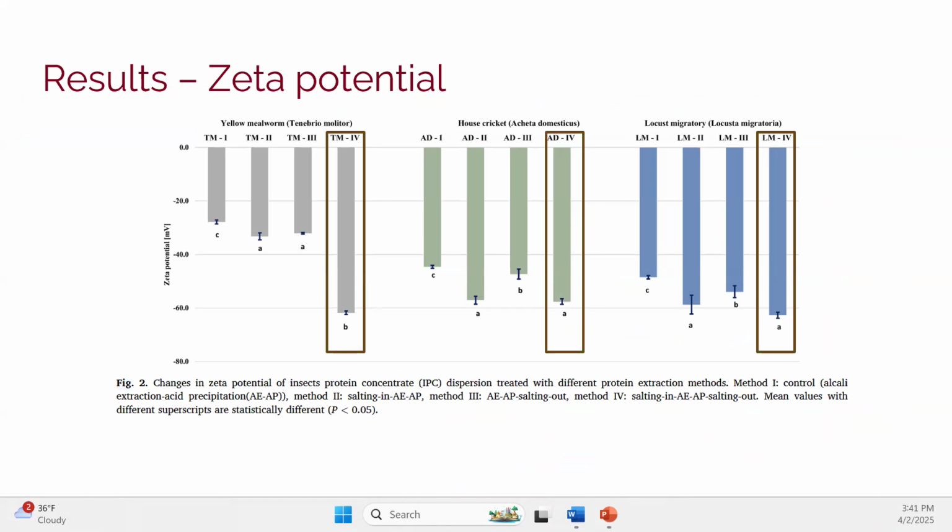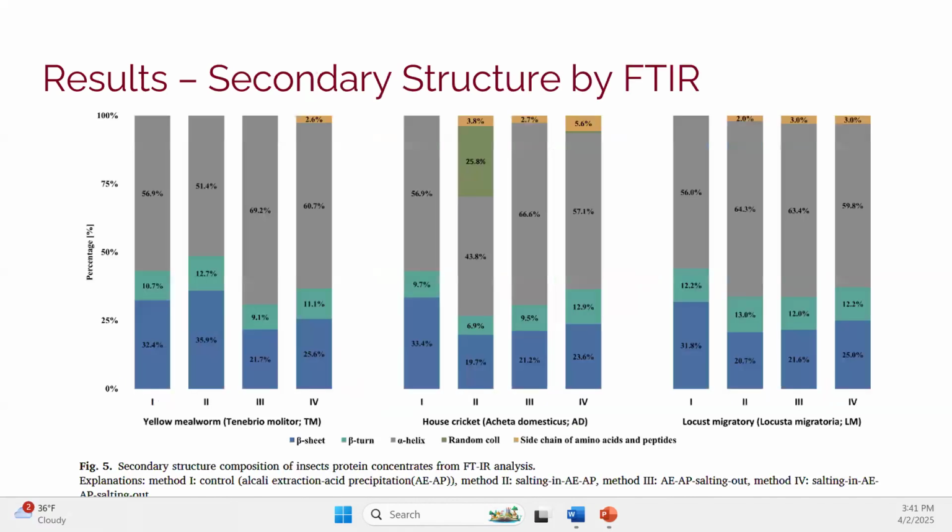Method 4 shows the highest zeta potentials for all insects observed, and as we learned in class, higher zeta potential relates to greater electrostatic repulsion, which makes the protein less prone to aggregation. This further confirms the salt synergy mentioned in the previous results table, and it aligns with the high solubility we see from the salting in and salting out methods.